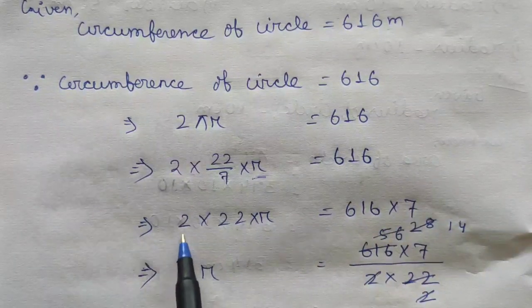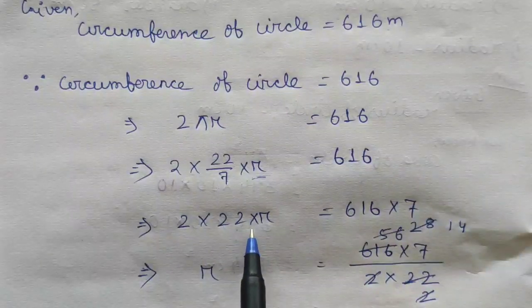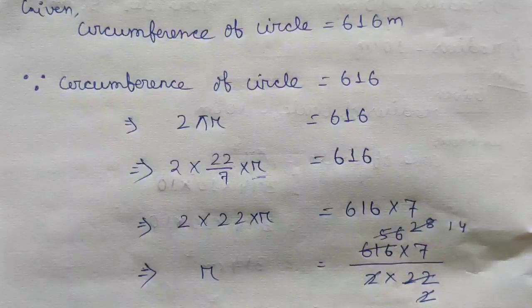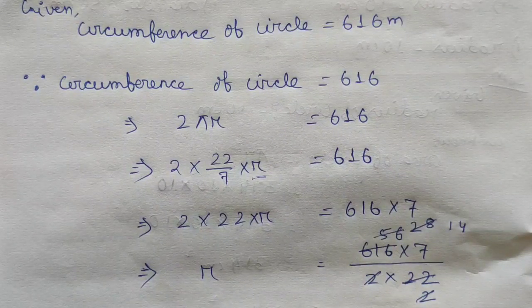Now these two are multiplied with r, right? 2 and 22 are multiplied with r. So when we change the side, they will be divided. That is r equals 616 into 7 divided by 2 into 22. Now we cancel 616 with 2 into 22, cancelling with 11, right? 11 into 2 is 22 and 11 into 56 is 616.